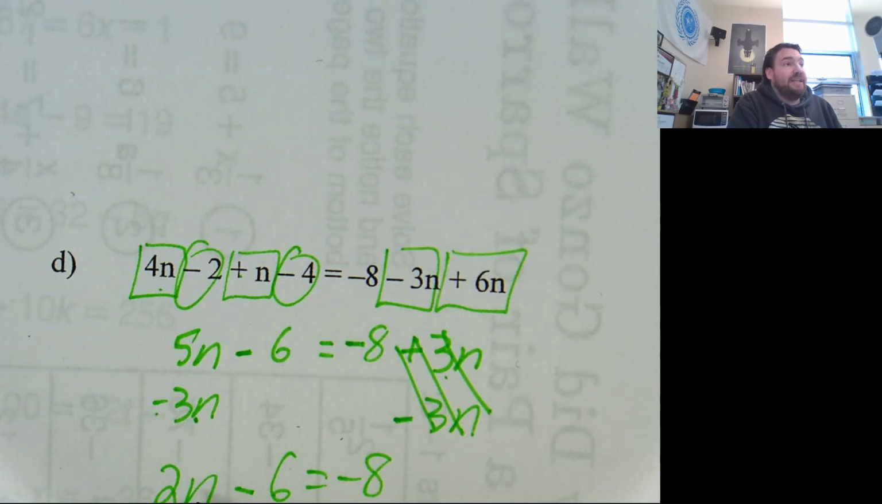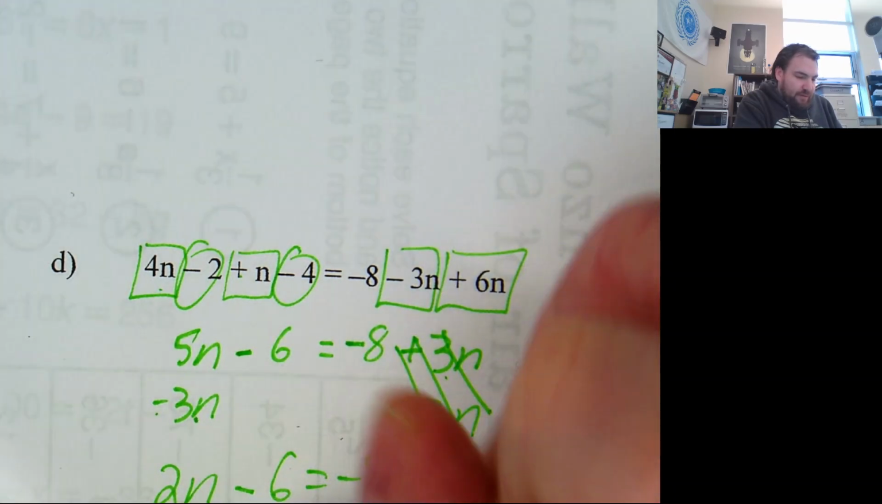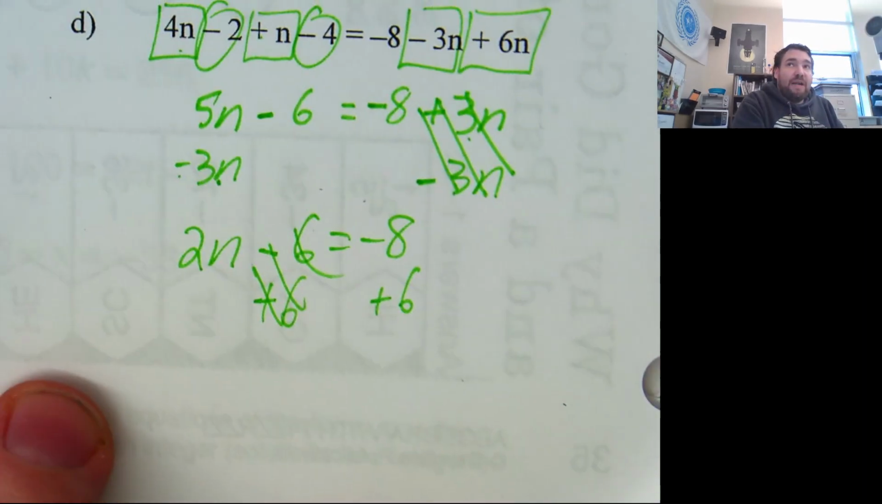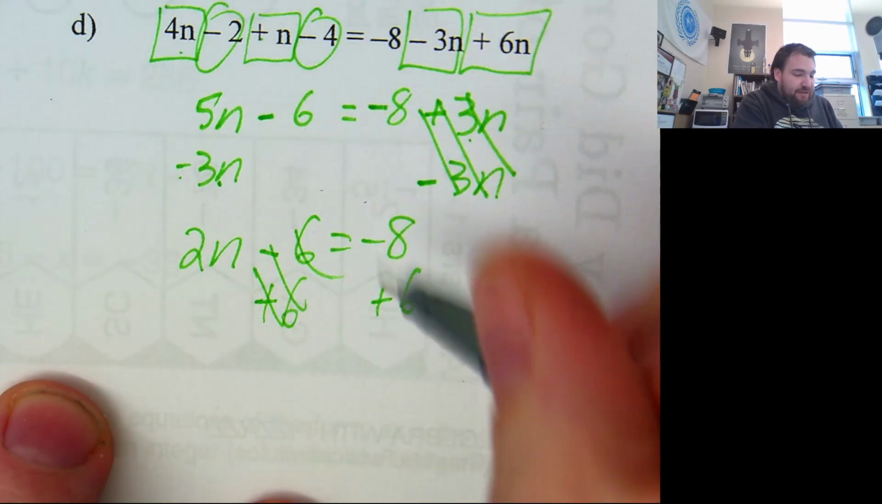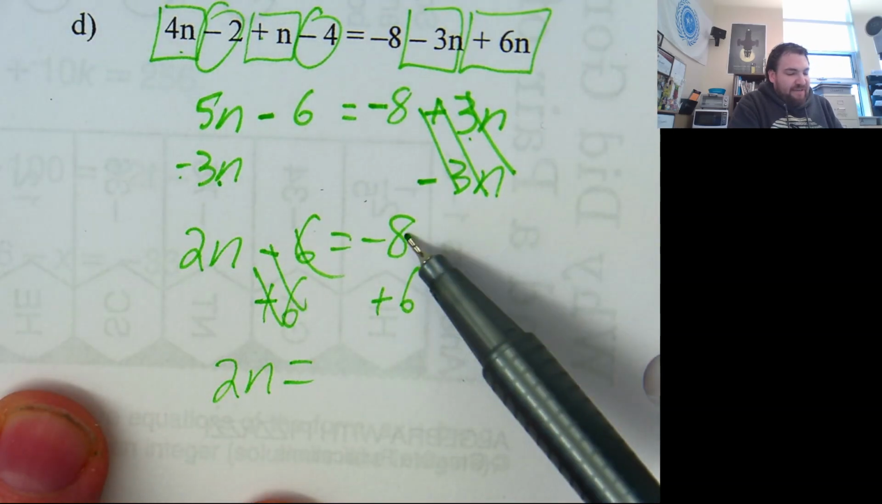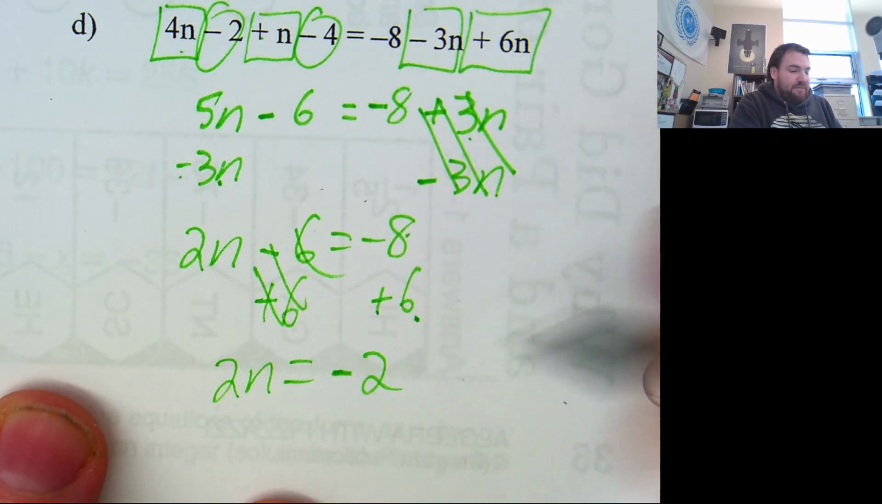Which we like. We want to keep those variables positive. So now I've got 2n minus 6 equals negative 8. I want to get rid of that negative 6. Instead of taking away 6, we're going to add 6. Whatever I do to one side of the equation, I have to do to the other. So on the left, they cancel, leaving me with 2n. On the right, I've got negative 8 plus 6 is negative 2.